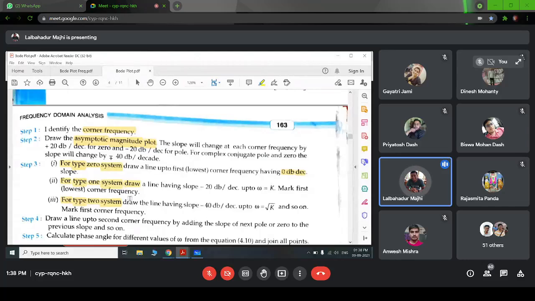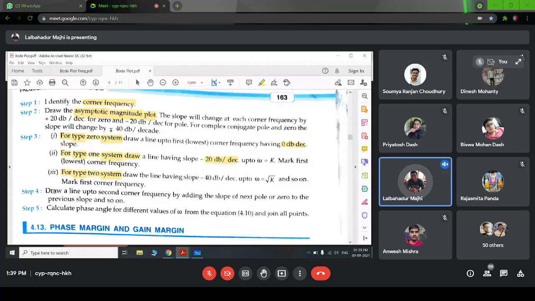Similarly for a type 1 system, we have to draw a line having slope minus 20 dB per decade up to omega equal to k. For a type 2 system, the slope will be minus 40 dB per decade up to omega equal to root over k. Similarly for a type 3 system, omega will be equal to cube root of k and the slope will be minus 60 dB per decade.